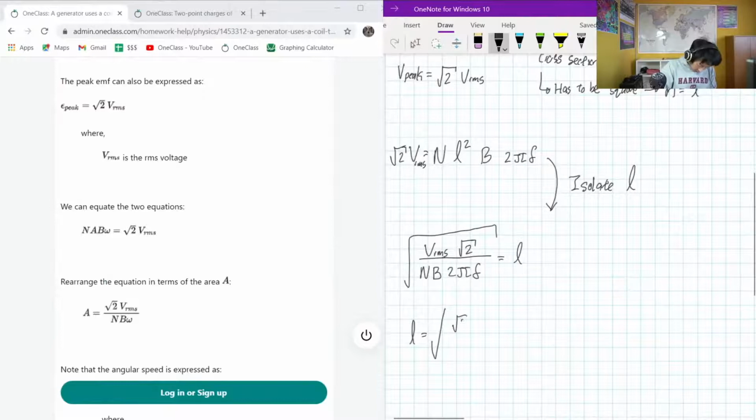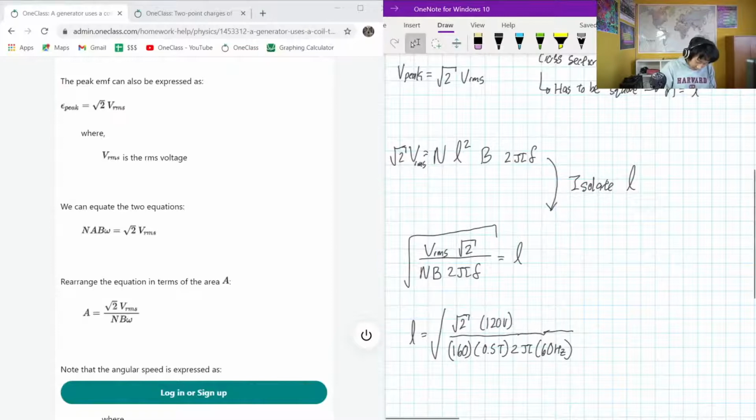So we have root 2, 120 volts, N was 160 turns, B is 0.5 Teslas, 2 pi, well, those are just numbers, and our frequency was given as 60 Hertz. Okay, so let's run this through our calculator.